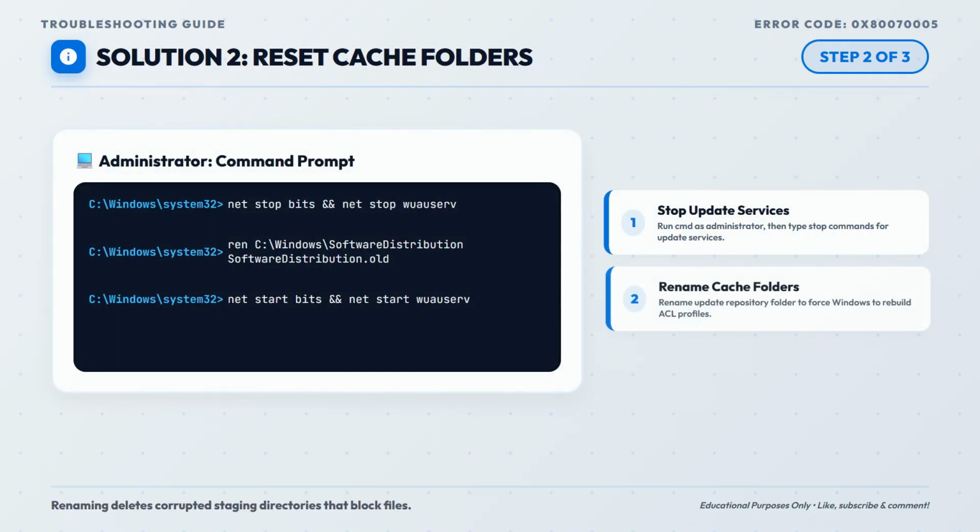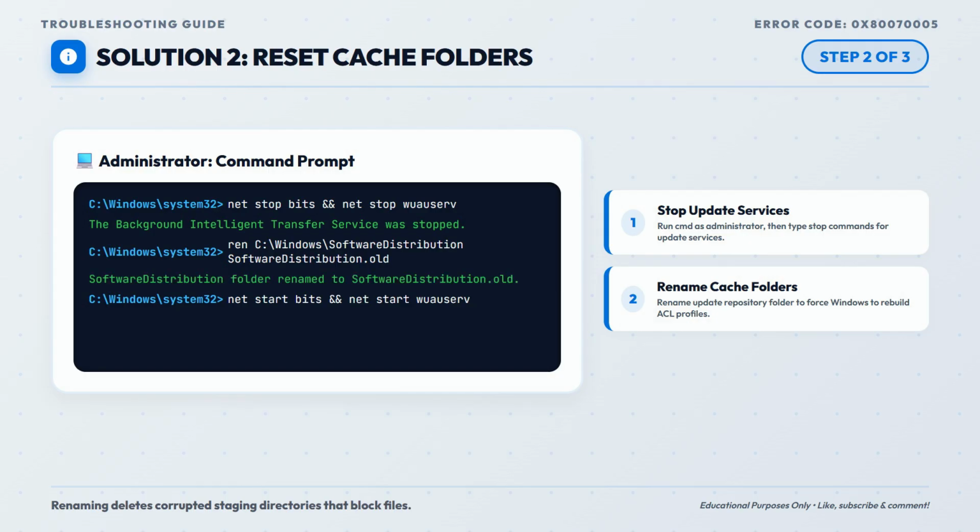Second, let us reset the update cache folders. Open Command Prompt as administrator. Stop the update services by entering net stop bits, net stop wuauserv, net stop appidsvc, and net stop cryptsvc. Next, rename the SoftwareDistribution and catroot2 folders to clear locked update packages. Finally, restart the services to rebuild the update repository.